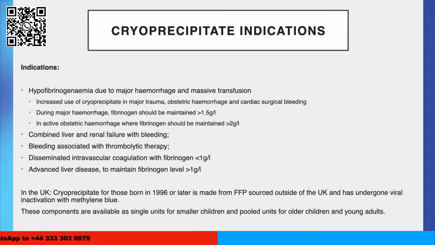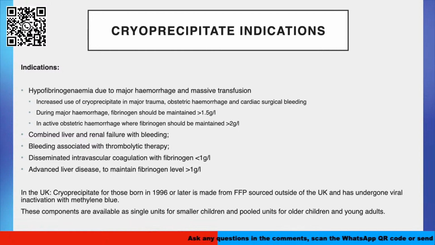It can be indicated in combined liver and renal failure with bleeding associated with thrombolytic therapy, disseminated intravascular coagulation with fibrinogen of less than 1 gram per litre, and it can also be indicated in advanced liver disease to maintain fibrinogen of greater than 1 gram per litre.